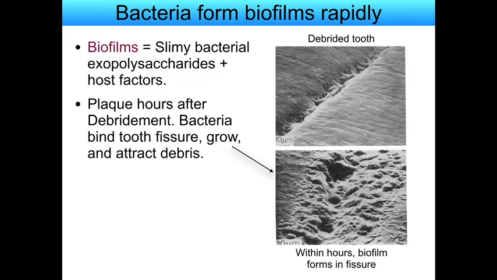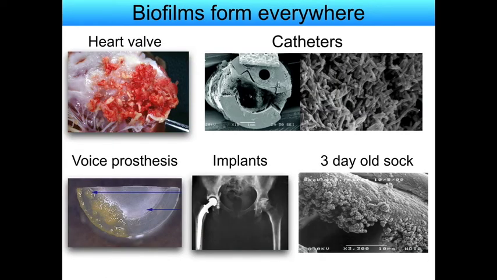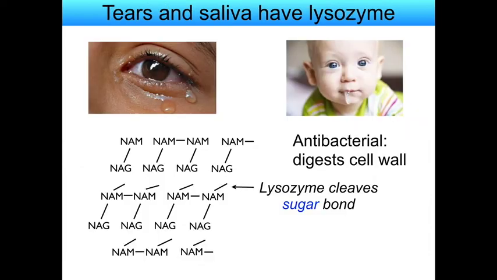So here's an example of a biofilm forming just hours after debriding a tooth. So it grows in this fissure, and this biofilm can help protect the organism against host factors such as the immune system and also antibiotics. And biofilms are the bane of infectious diseases. So they form everywhere. Here's a heart valve, catheters, urinary catheters, vascular catheters, voice prostheses, implants. Here's a 3-day-old sock.